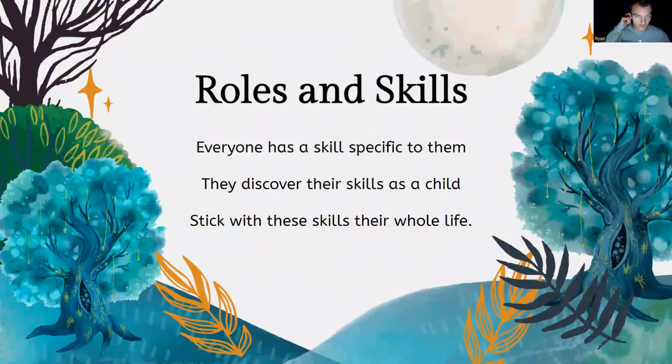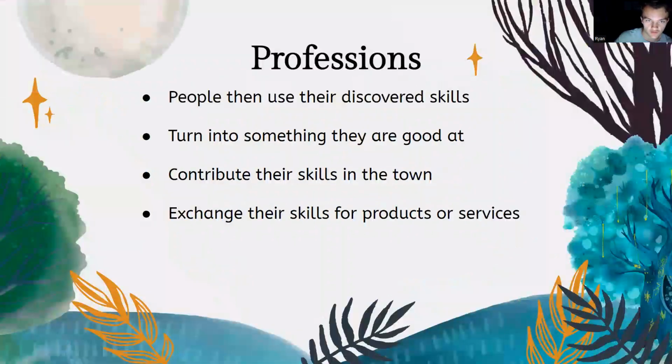So everyone is going to have a skill specific to them. It's going to be their skill only. They're going to be the only one in the village who has this certain skill. I mean, others can have them too. It's just to prevent any sort of competition. Every skill is going to be equally important, and the professions are going to follow those skills.